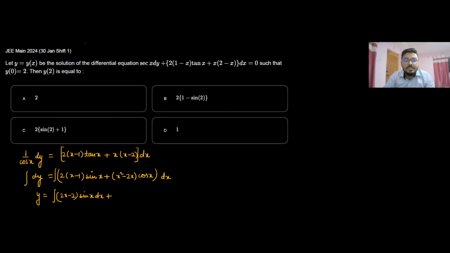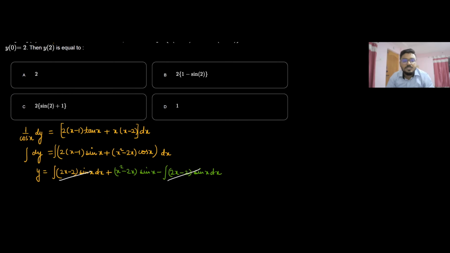So let's integrate this. So first into integral of second, that is sine, minus whole integral of derivative of first into integral of second, integral of sin x dx. Okay, now can you see the magic? The magic is this term is getting cancelled with this term. So basically, we got the solution, which is y equal to (x square minus 2x) times sine x plus c. Yes, that is the solution.